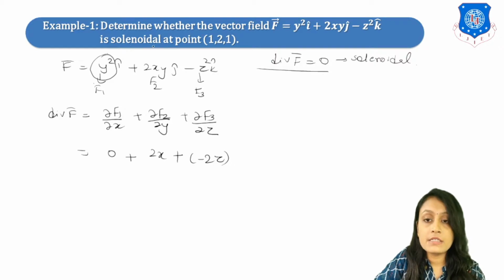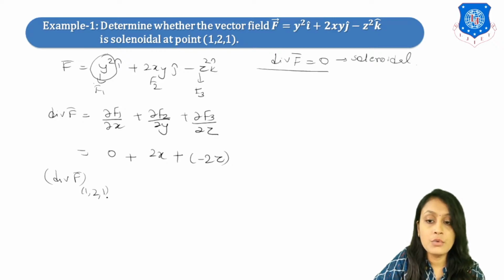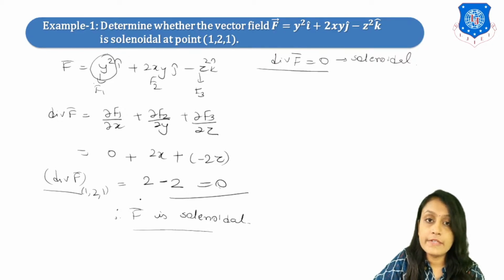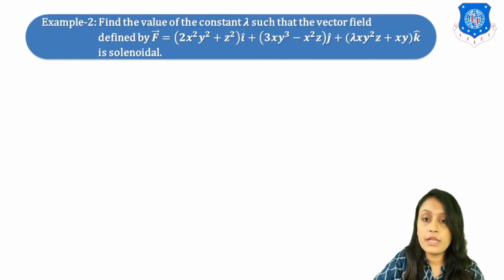Now we have to show that it is solenoidal at this particular point (1, 2, 1). So divergence of f bar at (1, 2, 1): in place of x put 1, in place of y put 2, in place of z put 1. So here we will get 2 and here minus 2. So your answer is 0. Whenever divergence is 0, we can say that the vector field f bar is solenoidal. So the conclusion is that f bar is solenoidal. Clear? In this way we will show whether f bar is solenoidal or not. Now let's solve one more example.